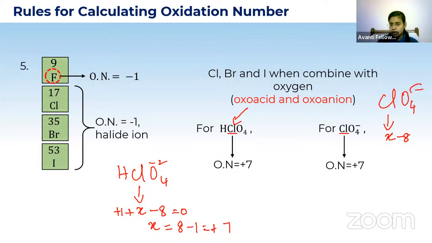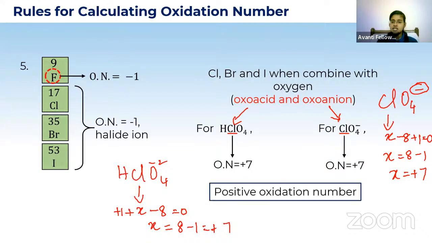And here we have one minus. It means that it has gained one electron. ClO4 minus is an anion, right? So anion means it has gained one electron. So we have to put +1, and that should be equal to 0. And x is equal to 8 minus 1, x is equal to +7. Clear? So in both the oxoacids and oxoanions, the oxidation state of chlorine, or the halogen, is positive. It is not -1 in all the cases. So in these two cases, a positive oxidation number is taken up by the chlorine, that is the halogen.